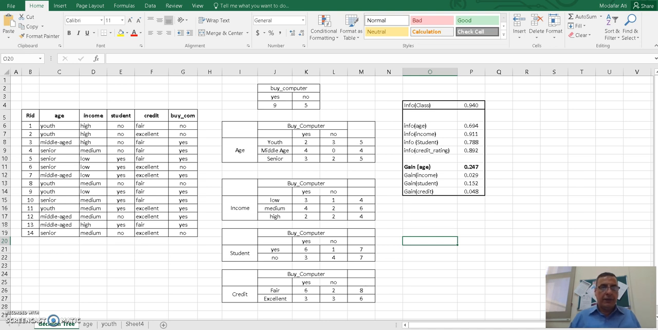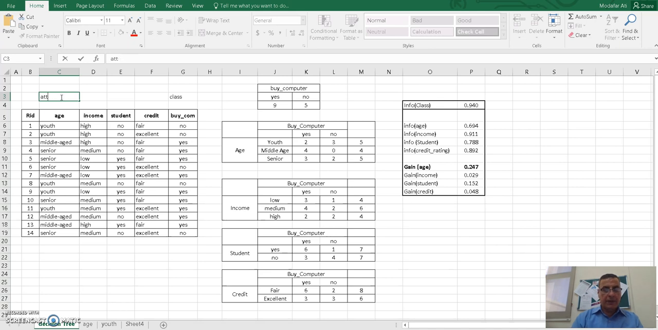We have these columns here, the RID. So that's the table we need, right? We have the age, income, students, and credit. Is the credit good or not, right? Based on these, that's going to be the outcome. This is called the class, right? And these are attributes.